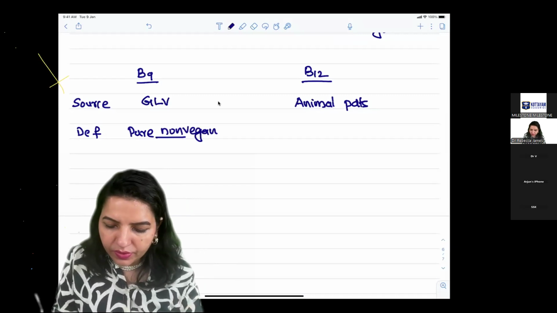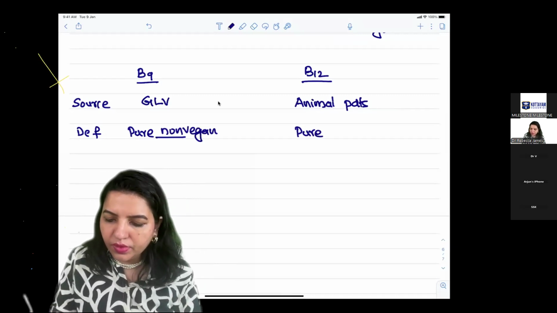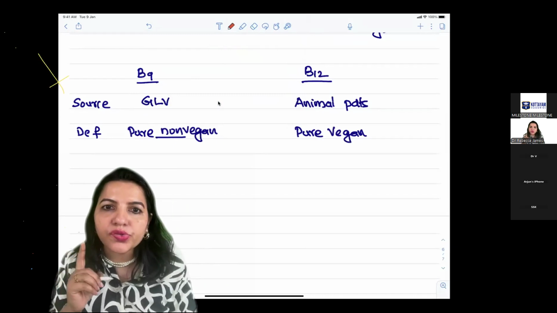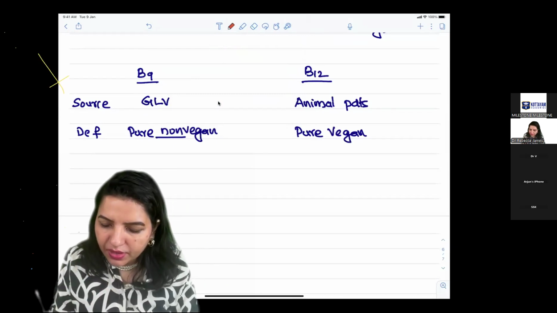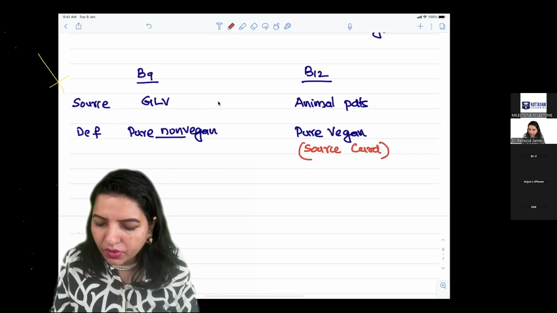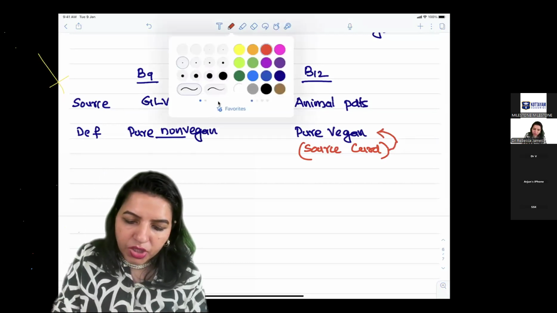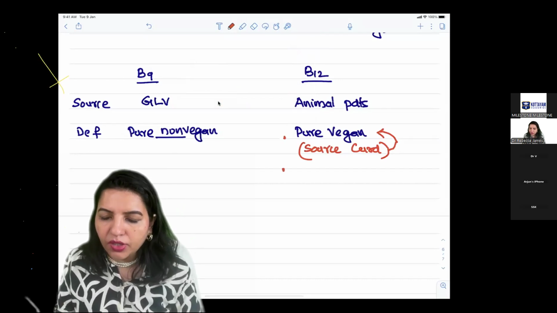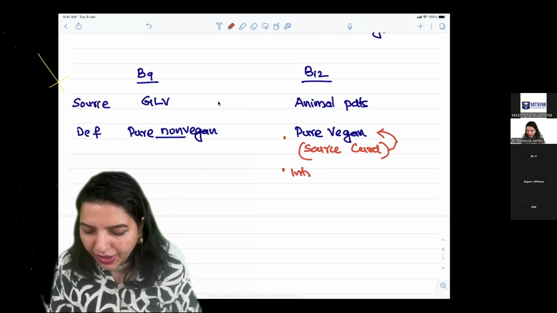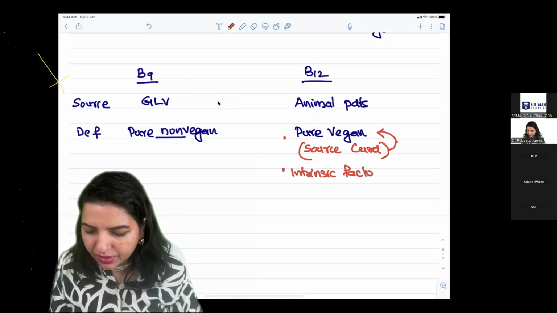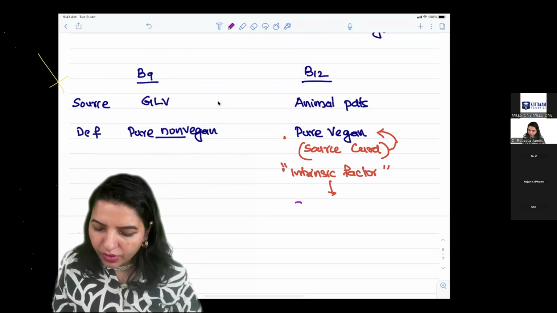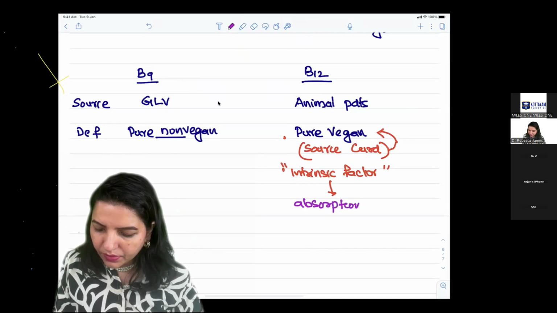What about B12? Pure vegans. But if pure vegans, what is the source of B12 in pure vegans? If they are eating milk and milk products, curd is a source. This was a question, okay. Curd is a source. In a B12 deficiency, there are other reasons. Because if you see the metabolism of B12, we know that there is a requirement of a factor which is called intrinsic factor. So this intrinsic factor is required for absorption of B12.